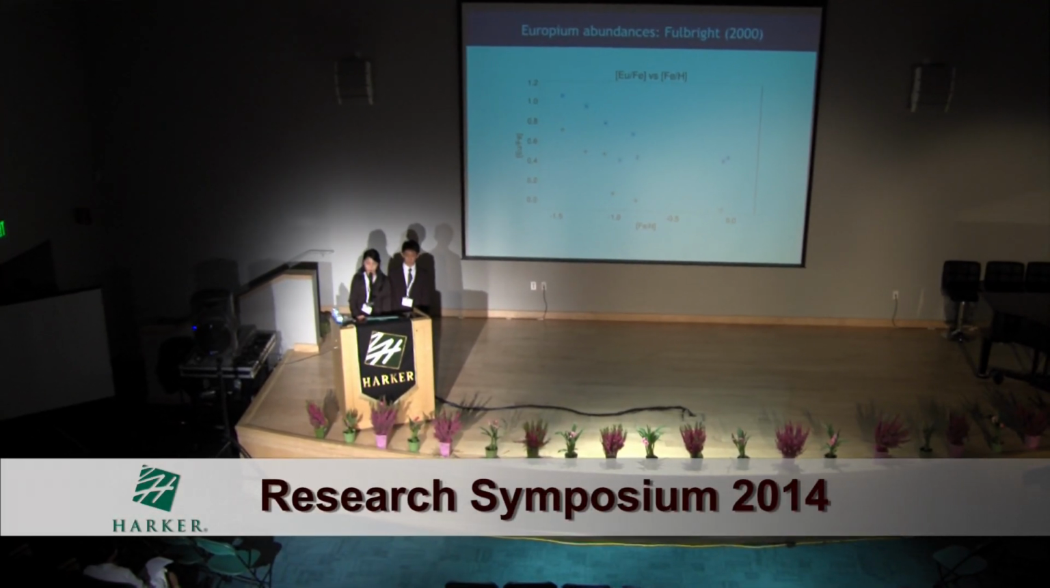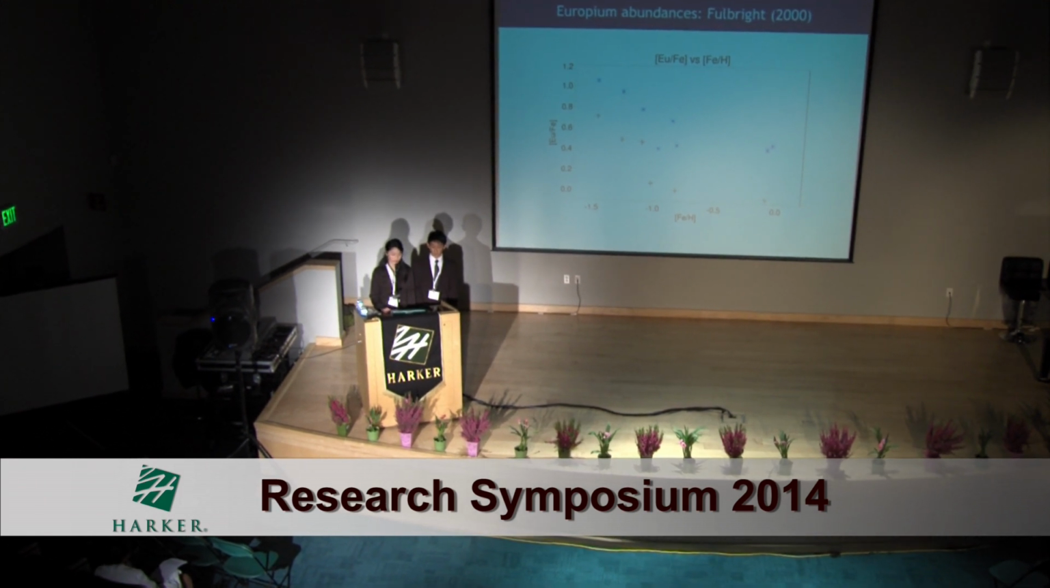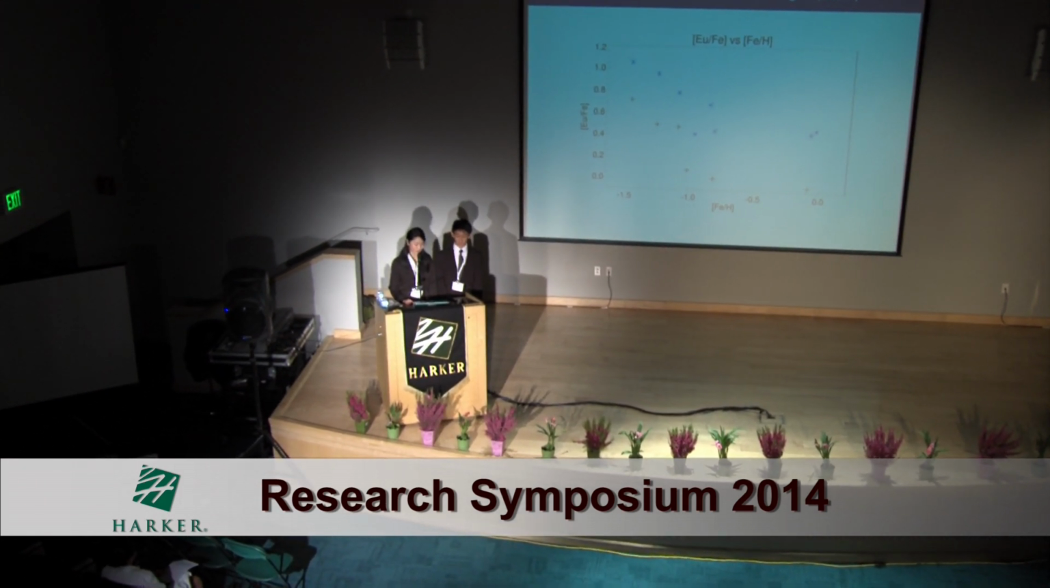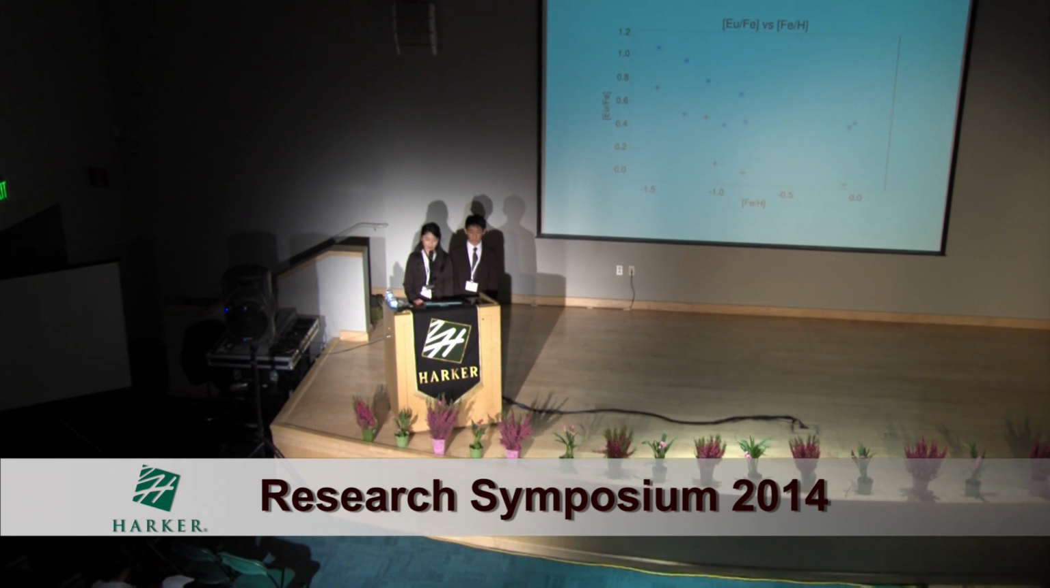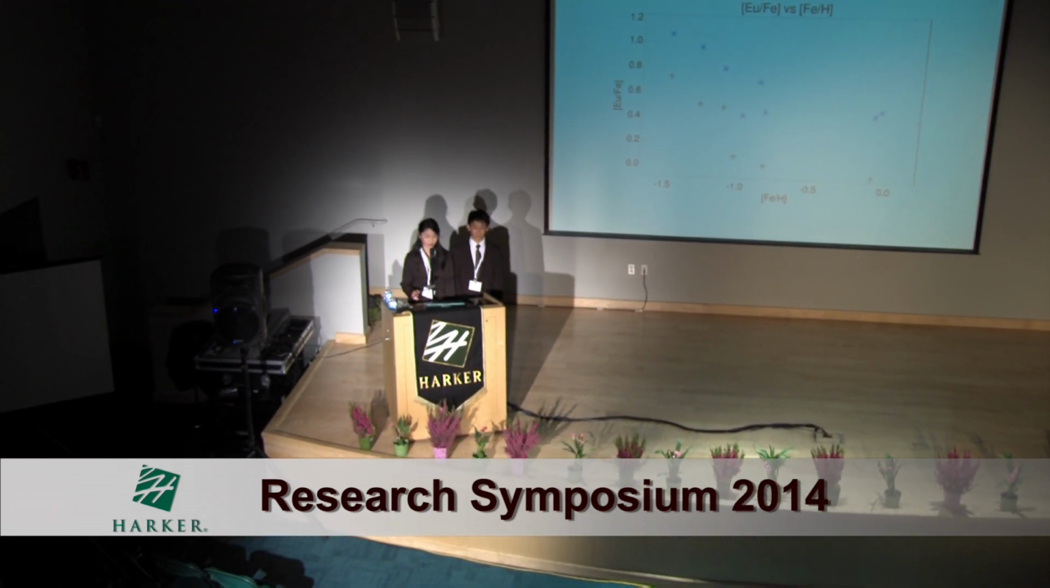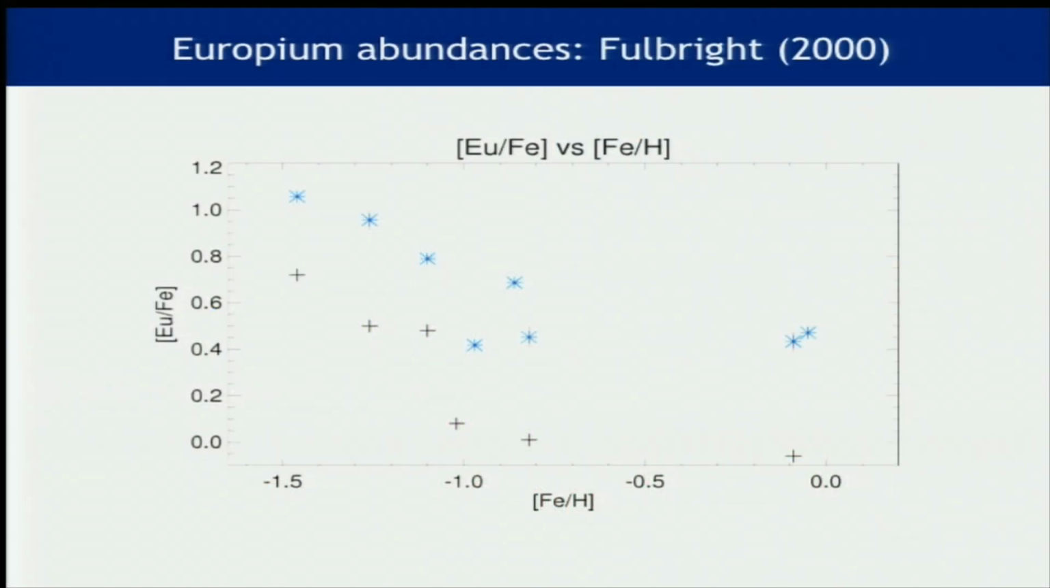Shown here are the Europium abundances that we calculated, and we compared them to previous measurements made by Fulbright 2000. As you can see, there's quite a huge discrepancy between our data and Fulbright's data, and we think this may be due to the fact that we were using updated line lists in this project, and that Europium in general is pretty difficult to measure.